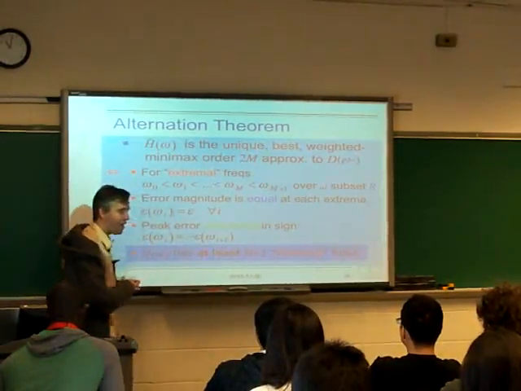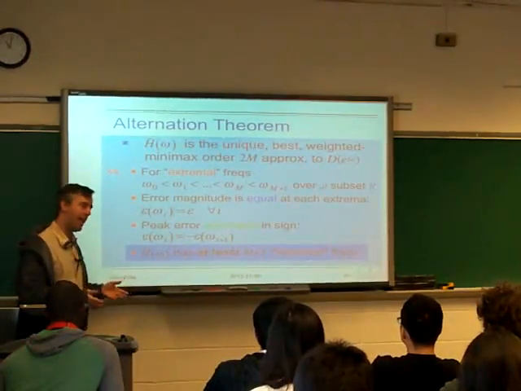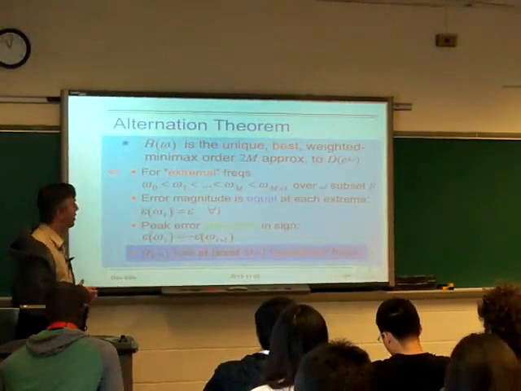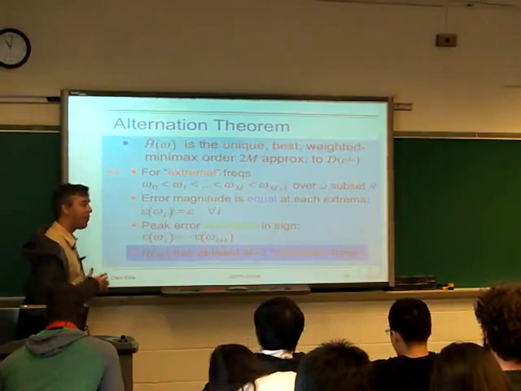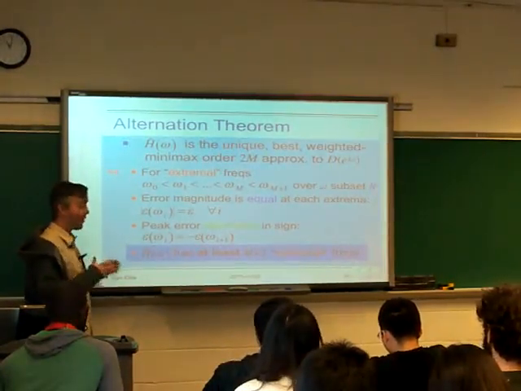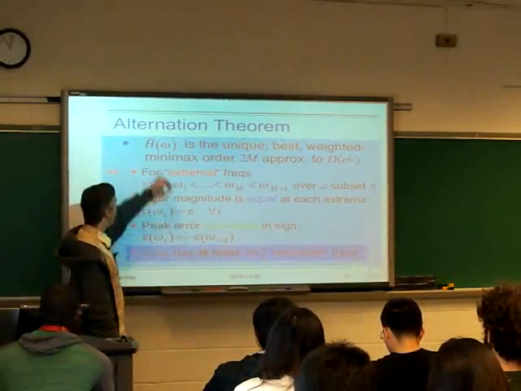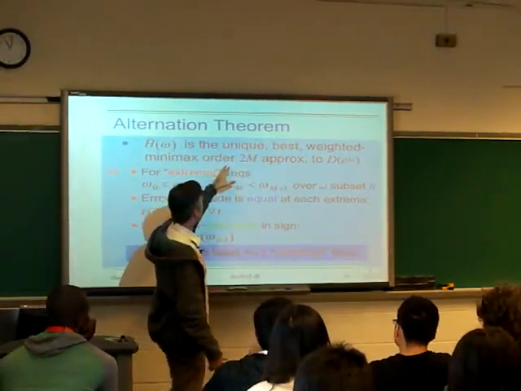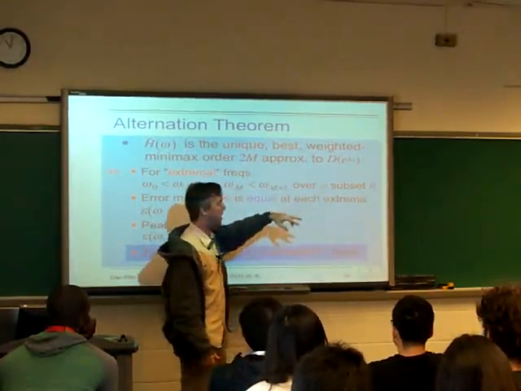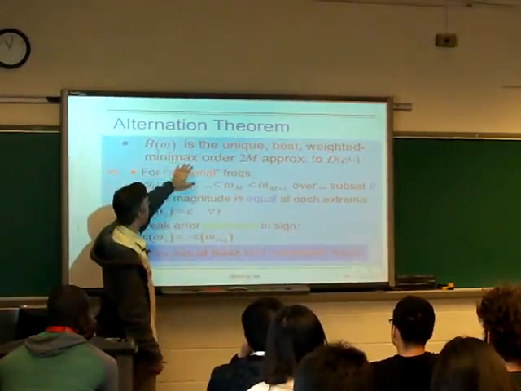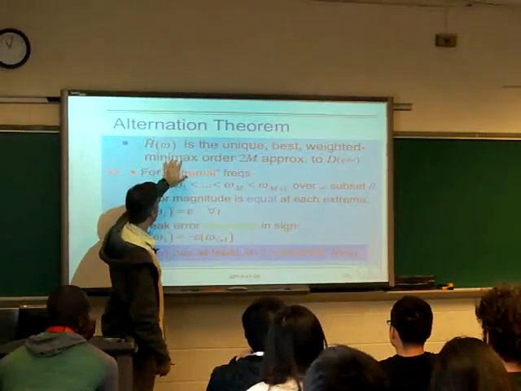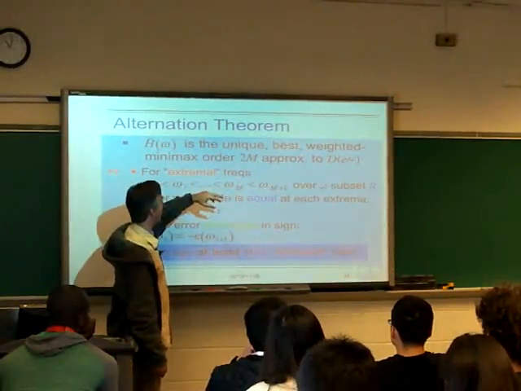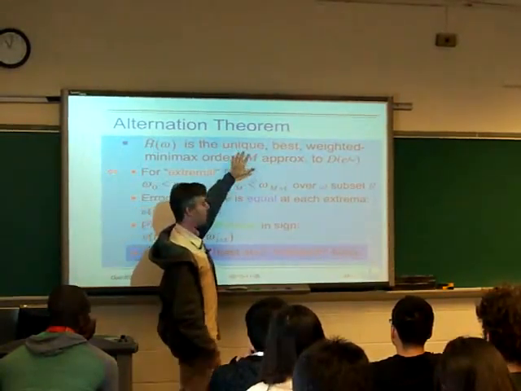So this is where we get math coming in in a kind of unexplained way. There's a theorem called the alternation theorem, which tells us about the properties of the kind of filter that we want. It says that h twiddle of omega is the unique best weighted minimax order 2m approximation to the desired function. So this is what we want: the optimal minimax filter with weighting of this particular order. And we'd like it to be unique.